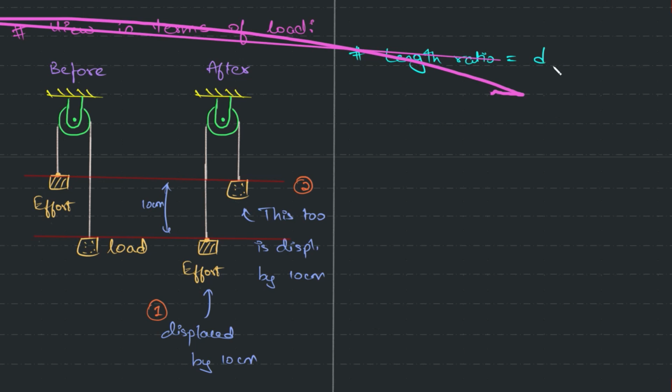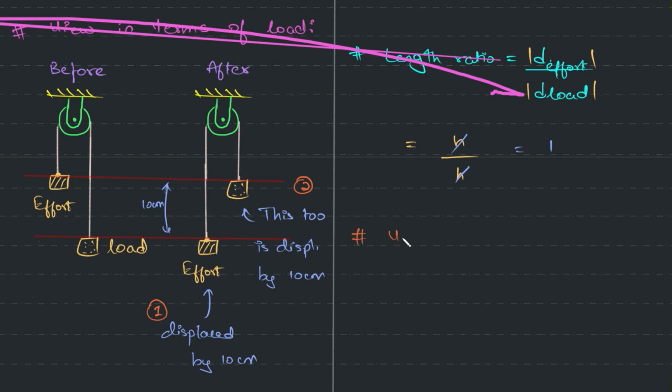So length ratio has to do with the displacement at the effort end divided by displacement at the load end. It's just a ratio. Effort and the displacement is, in this case, 10 centimeter, or let me call it h, divided by h. Ignore the direction. So if I come down by h, at the load end, it will move up by h because the length can't change. So the ratio is 1. Agree? So length ratio is 1.